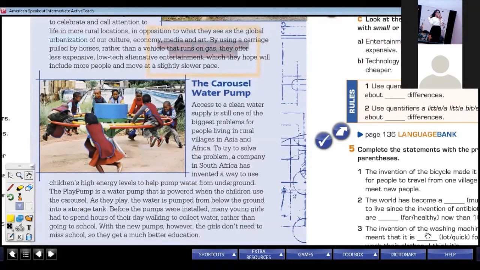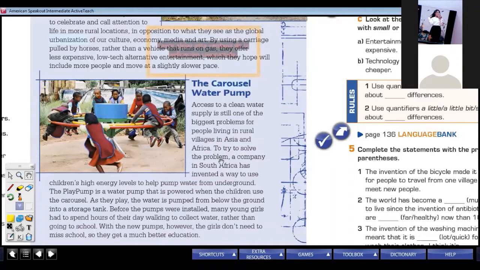The carousel water pump. Access to a clean water supply is still one of the biggest problems for the people living in a rural village. In Asia and Africa, hang on, Miss. For people living in rural villages. All right.